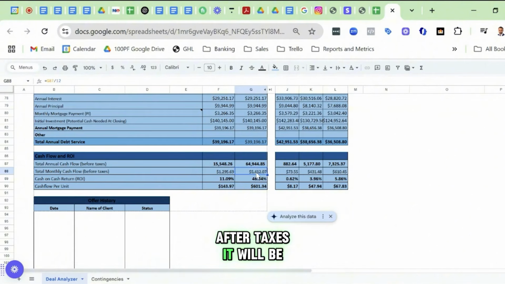Okay. The total monthly cash flow before taxes, we have almost $1,300 here. After taxes, it will be for the value add. Before taxes, monthly cash will be $5,412. Okay, so if we buy this property today, as it stands, we'll still be making a decent return, 11%. But if we were able to do the value add, we'll increase our return to 46%. So that's the goal, right?